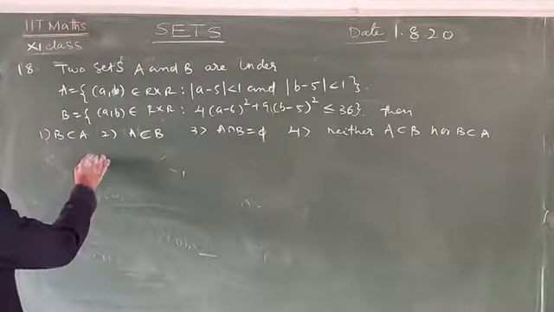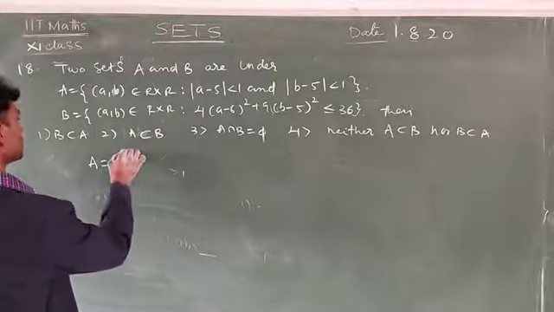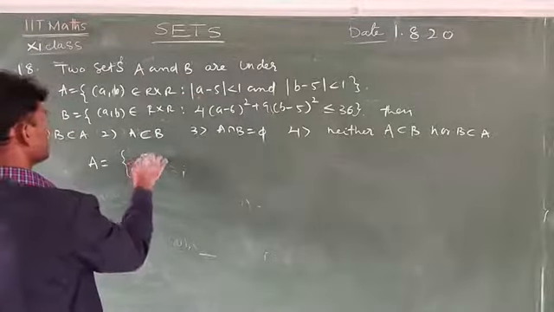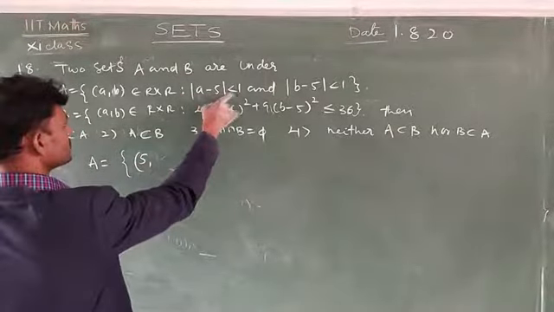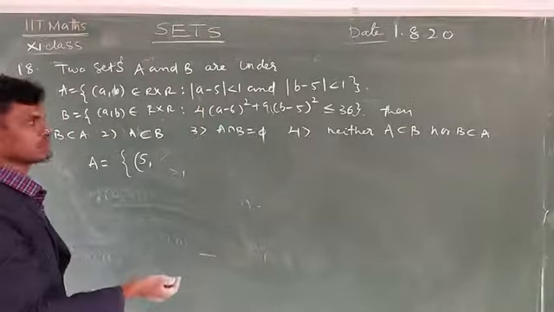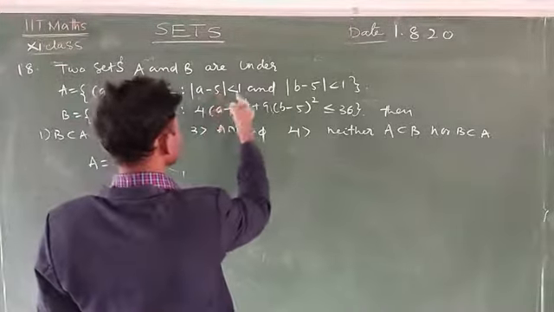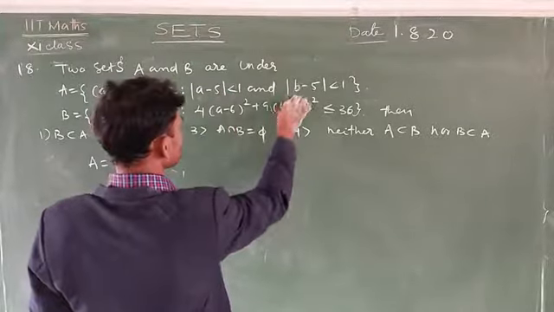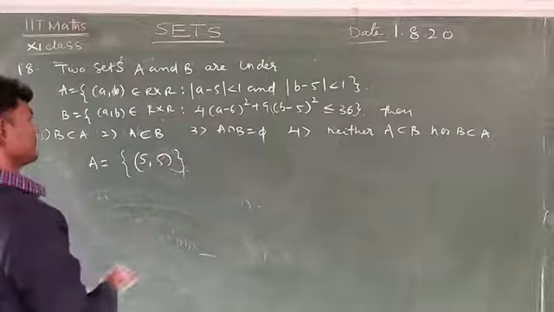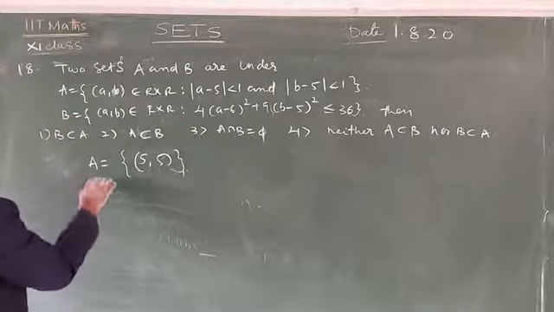See here. First, write the given condition for A. Here a is equal to 5, so 5 minus 5 gives 0. Otherwise, any other number is not possible. That's why 5 and 5: 5 minus 5 is 0, and here also 5 minus 5 is 0. This is set A.